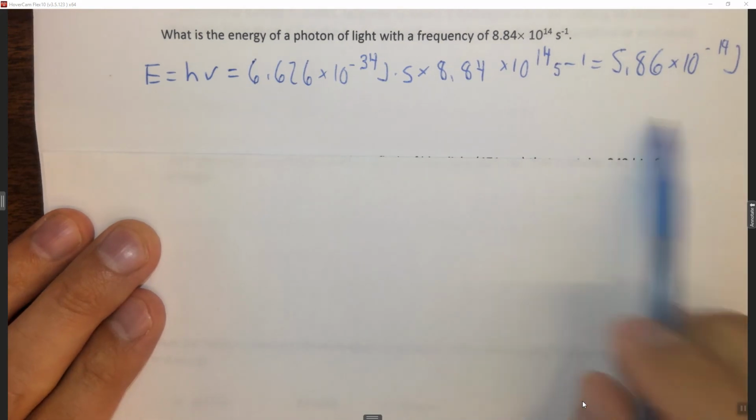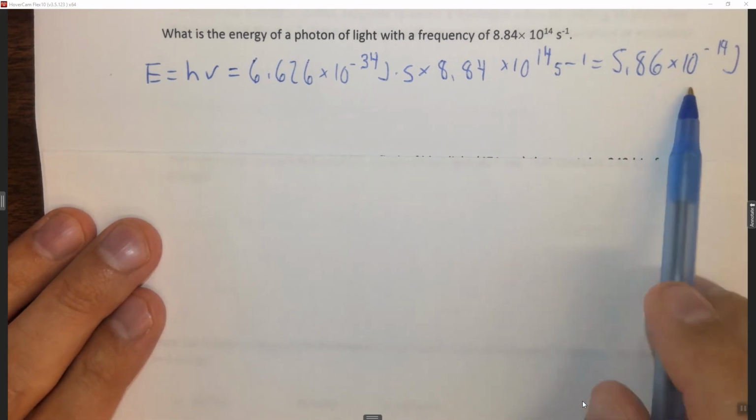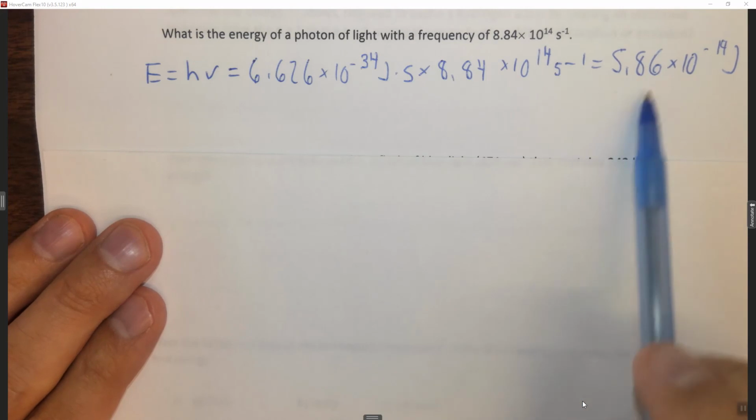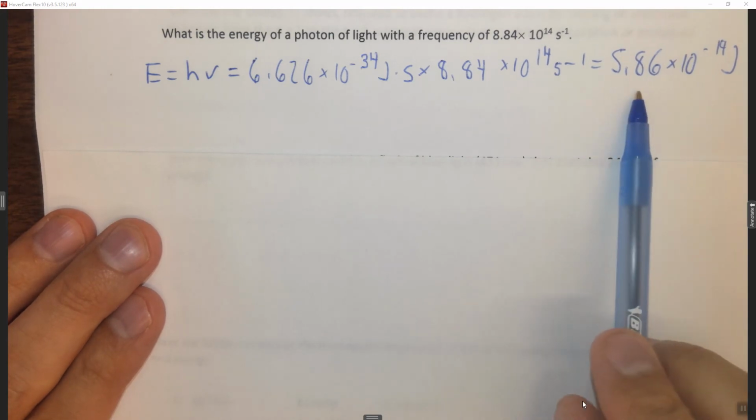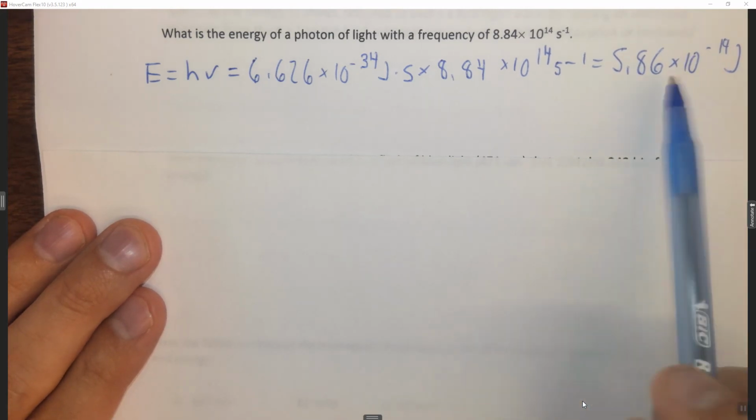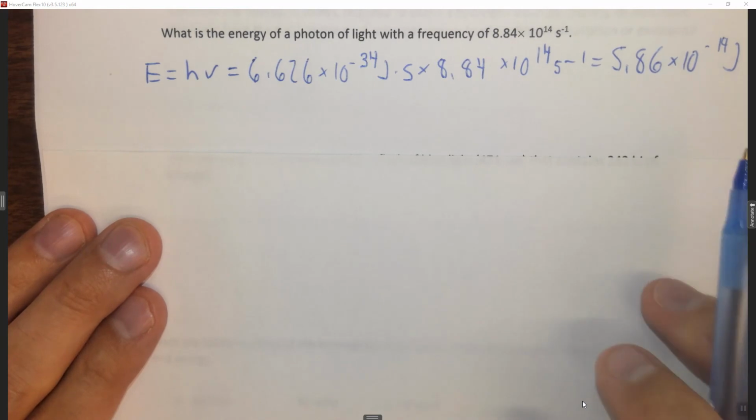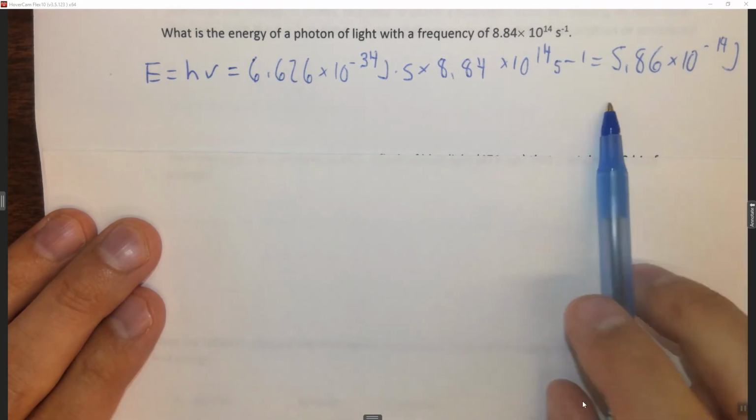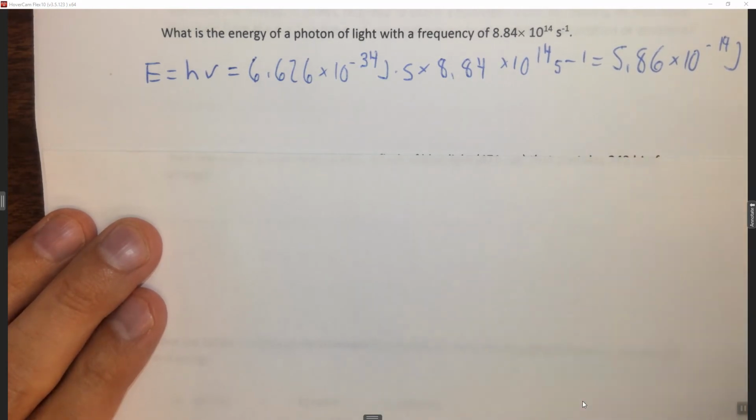So a single photon has an incredibly small amount of energy, just like a single electron or proton has an incredibly small amount of mass. However, if you have lots of photons, you can transfer lots of energy, and that will be seen in a subsequent question.